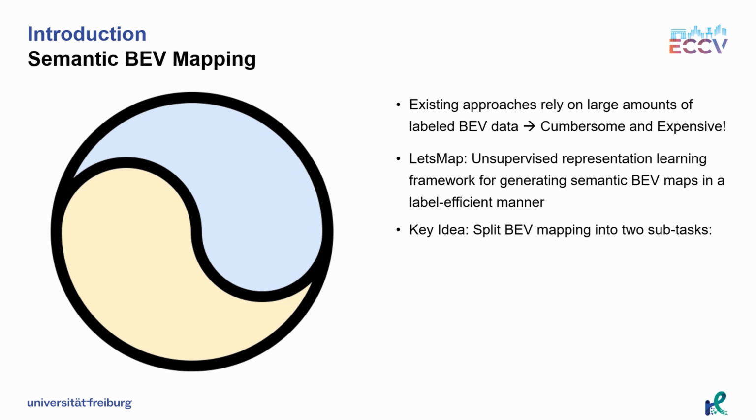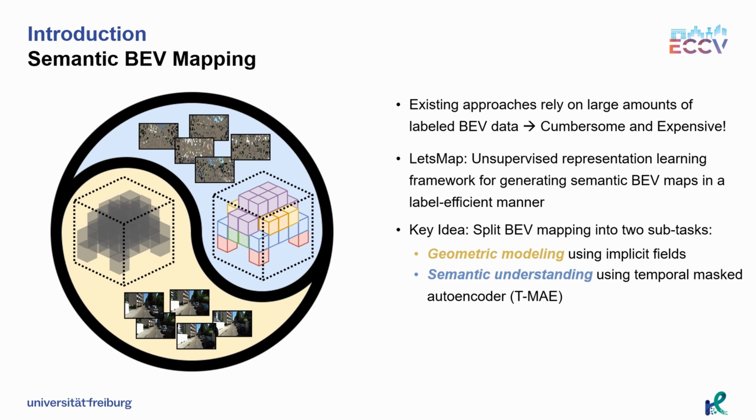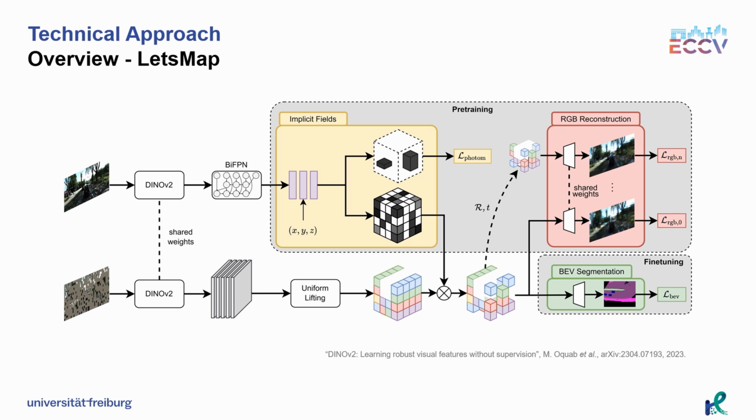To this end, we split the task of semantic bird's-eye view mapping into two constituent subtasks, namely geometric modeling, which follows an implicit field formulation, and semantic understanding, which we design using a novel temporal masked autoencoder. We then fine-tune the model for the bird's-eye view segmentation task using only a small fraction of labels in the bird's-eye view. The core idea of our approach is to leverage sequences of multi-camera RGB images to learn strong geometric and semantic features following a label-free paradigm.